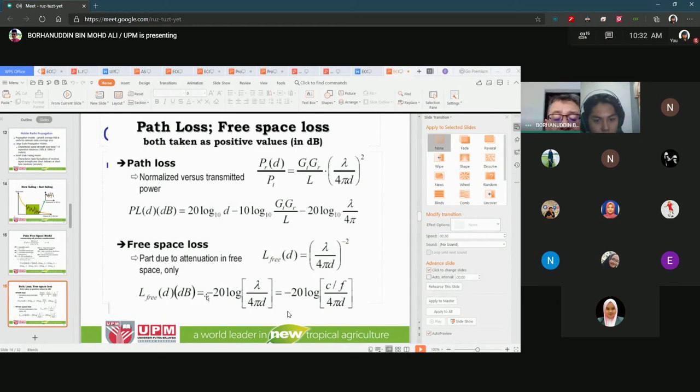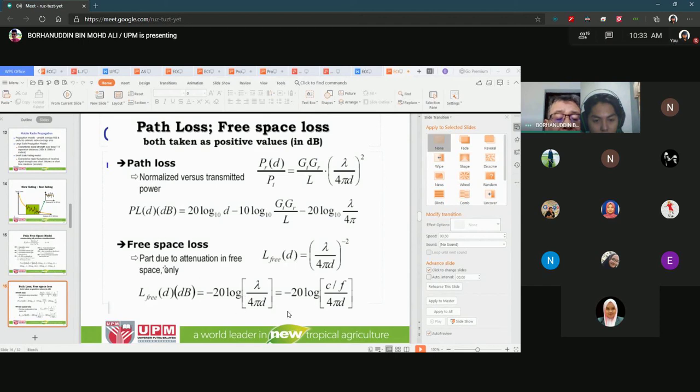Jadi the ratio, the free space path loss is this minus 20 log of this lambda over D and this one. Jadi bila loss dia minus, maknanya dia jadi gain lah. Tapi in this case, this is a loss ni.